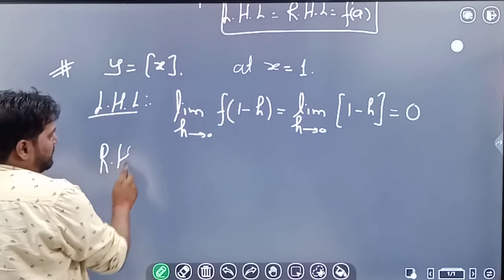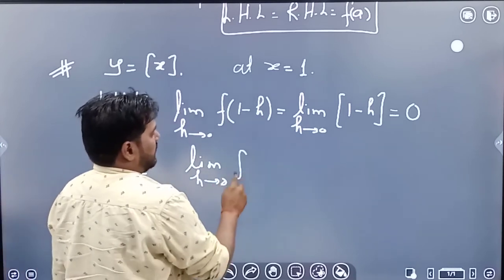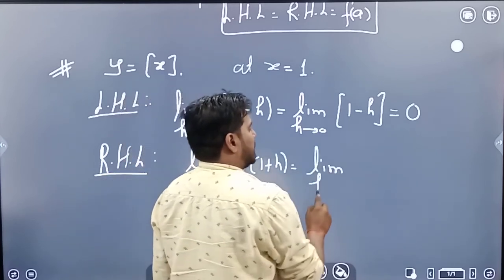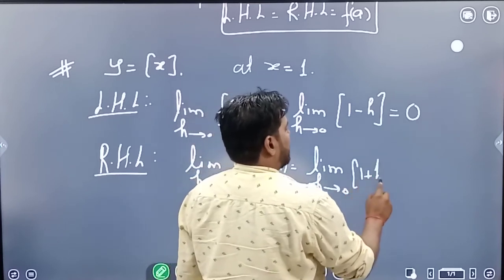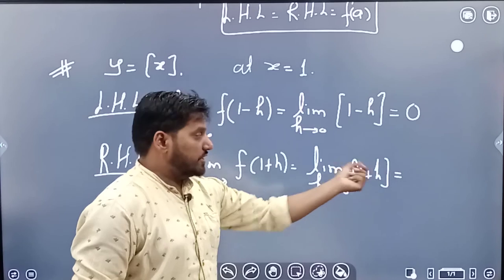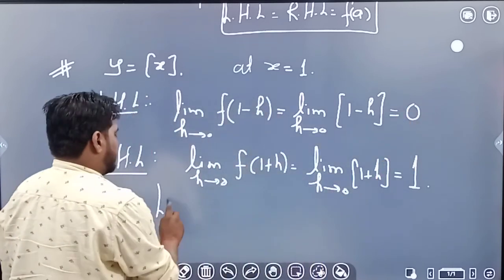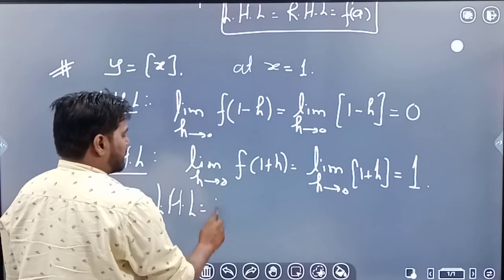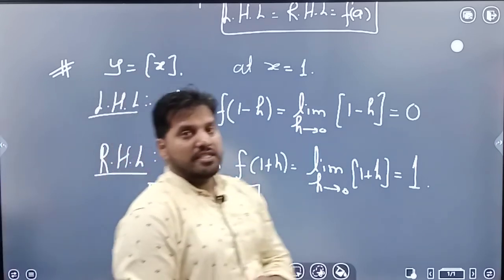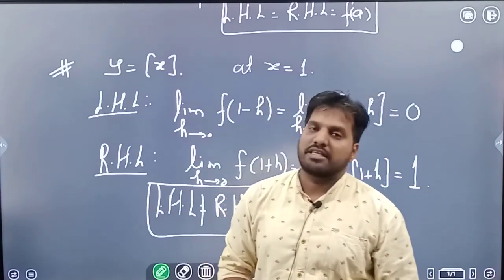Now I will define the right hand limit. The right hand limit is limit h tends to 0, f of 1 plus h. So limit h tends to 0, greatest integer of 1 plus h. Whenever the value is greater than 1 but h is a very small quantity, 1 plus h is again going to 1, so you will get 1. So left hand limit is not equal to right hand limit, which means the limit does not exist. Whenever the limit does not exist, the function is not continuous. So y equal to greatest integer function is not continuous at x equal to 1, because the limit does not exist.